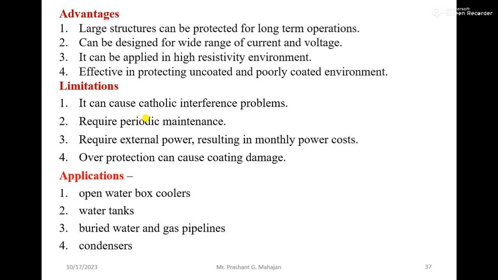So it can be used in all of them, that is open water box coolers, water tanks, buried water tanks, gas pipelines, and condensers. So these are the two methods of cathodic protection. In the first, sacrificial anode, we connect the base metal to a more active metal, and in the second case, we connect the negative terminal to the base metal. In that way, it is protected from corrosion.